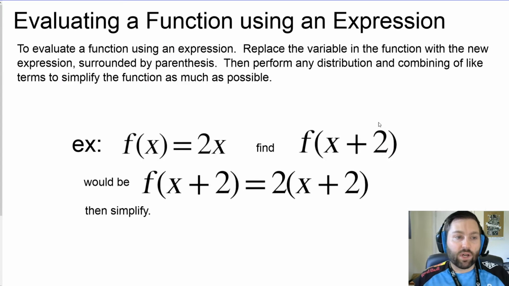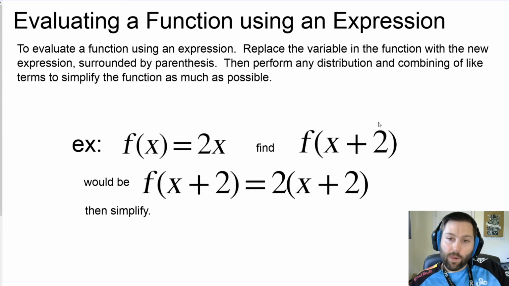So now I'm going to talk about evaluating a function using an expression. Remember, when we evaluate something, we are replacing, we are substituting. So we're going to replace a variable in the function with an entire expression surrounded by parentheses. Then you need to perform any distribution and combining of like terms to simplify the function as much as possible. So take a look at this quick example. If f of x equals 2x, and they say find f of x plus 2, I am going to substitute the x plus 2, and I'm going to use highlighters to show you.